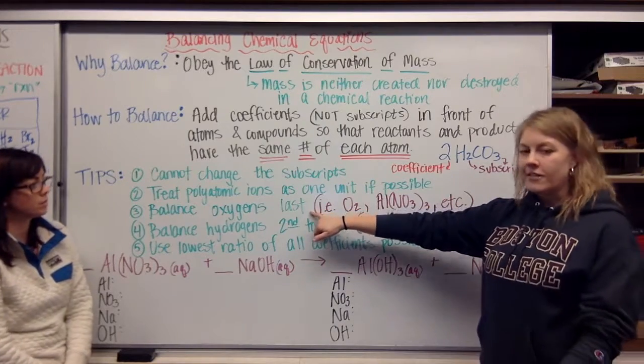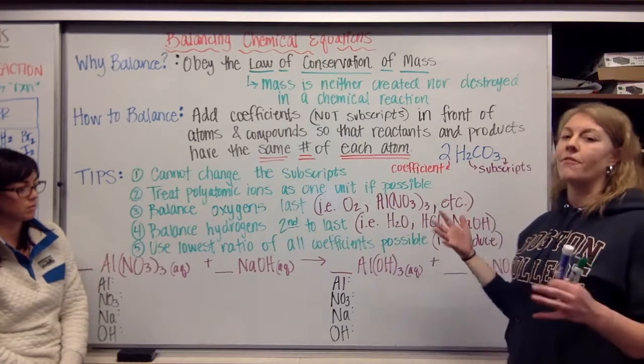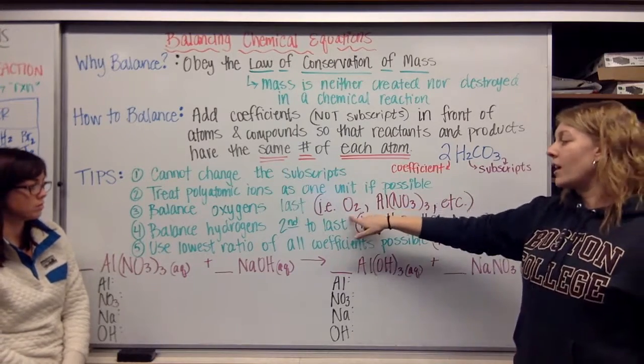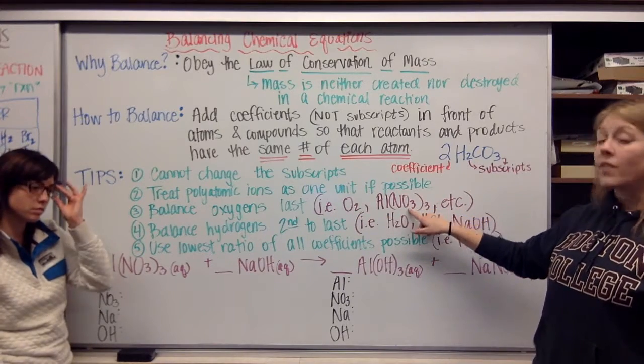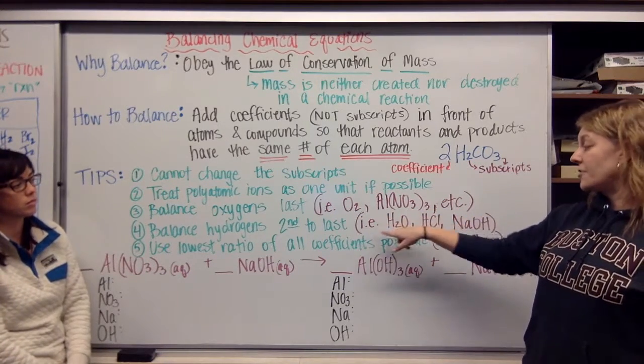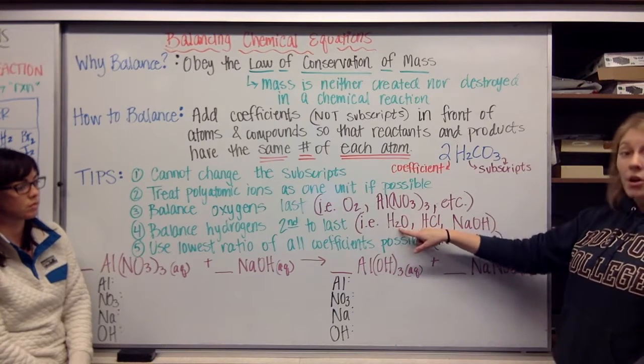You're going to balance oxygens last, and you'll balance hydrogens second to last. These are just tips for how to make it easier. So oxygens can be if it's O2 by itself, or if it's an oxygen within a compound. Hydrogens, all right, it could also be H2. I didn't write that, but it could be H2, H2O, right?